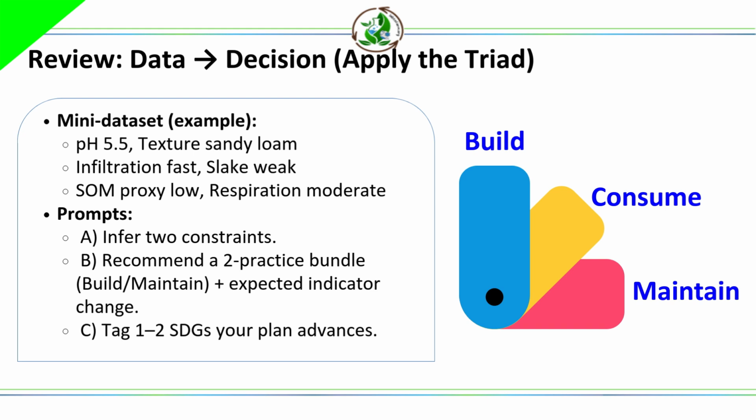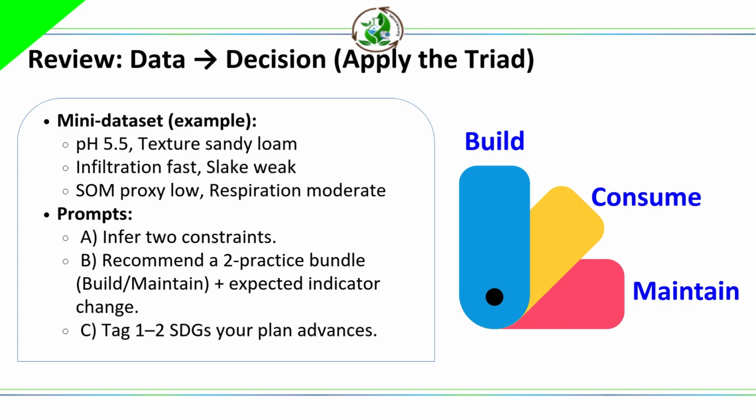Now, in pairs, pick a two-practice bundle, one build and one maintain, to improve this soil. Maybe adding legume cover crops that builds nitrogen and reducing tillage that maintains structure. With those changes, try to predict what soil indicators should improve. pH might rise, structure gets better, SOM goes up.